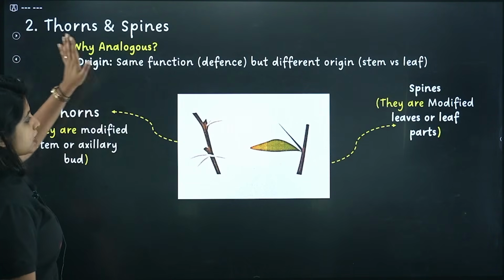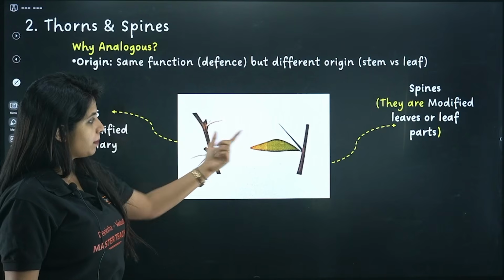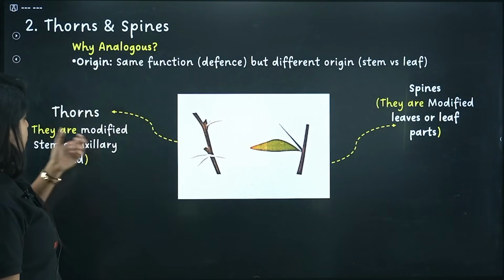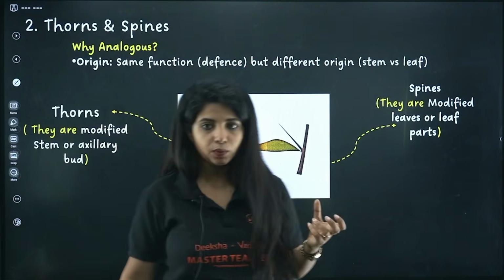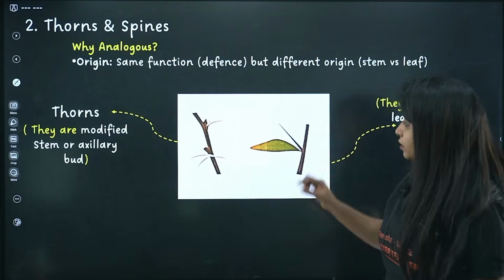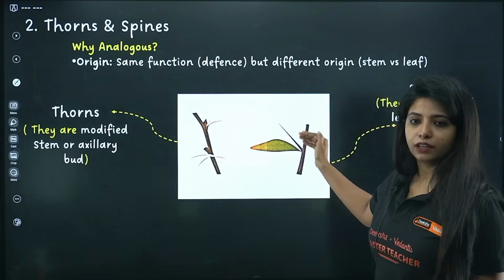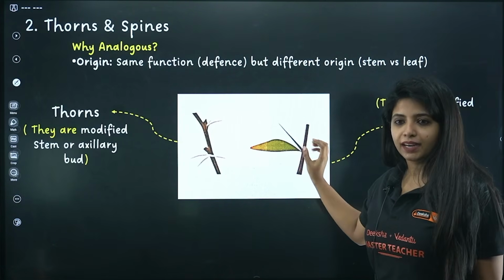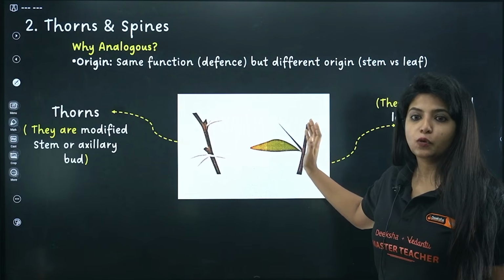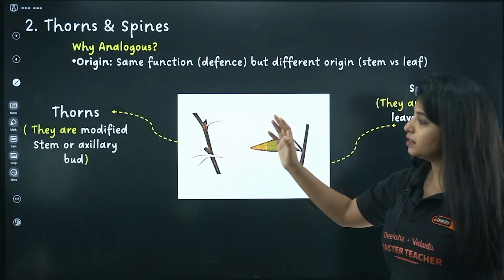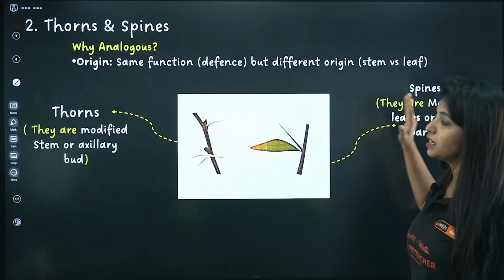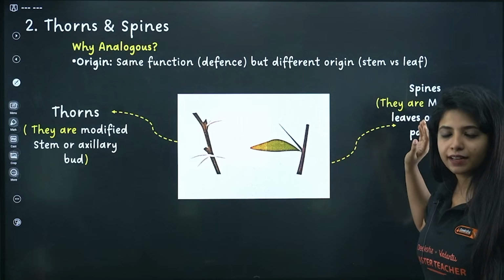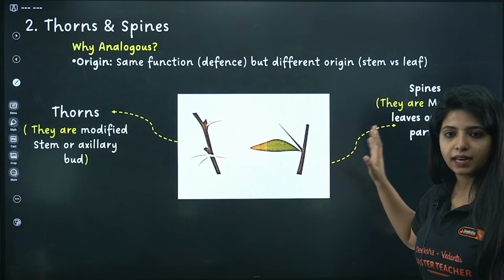Fine. Next is thorns and spine. So you might have seen thorns coming up, and there is spine also. Thorns are modified stem, whereas spines that you see over here, just near a leaf, this spine is a modified leaf or leaf part. It could have been a leaf, but now it is modified to become a spine out there. This is a stem modification. This is a leaf modification. So thorn, stem, and spine, leaf. Okay, spine is leaf.